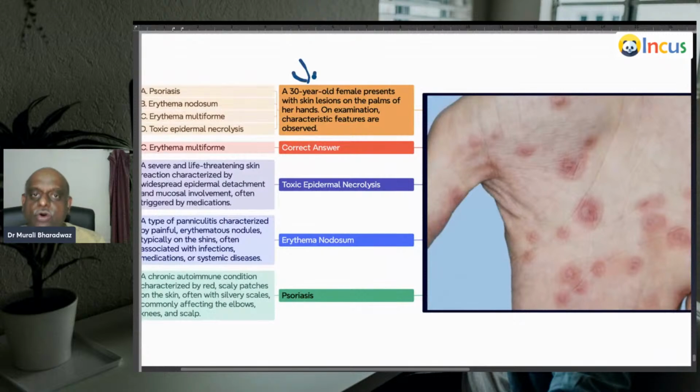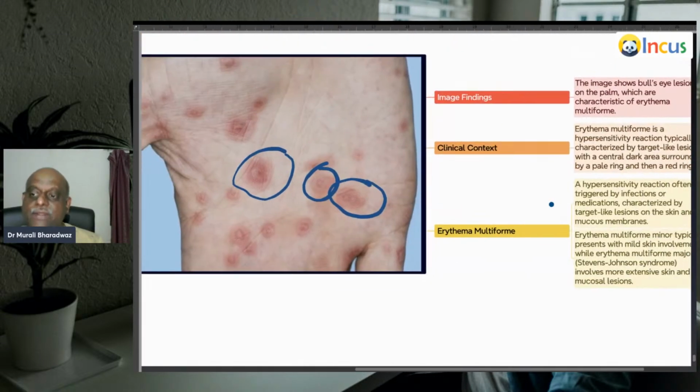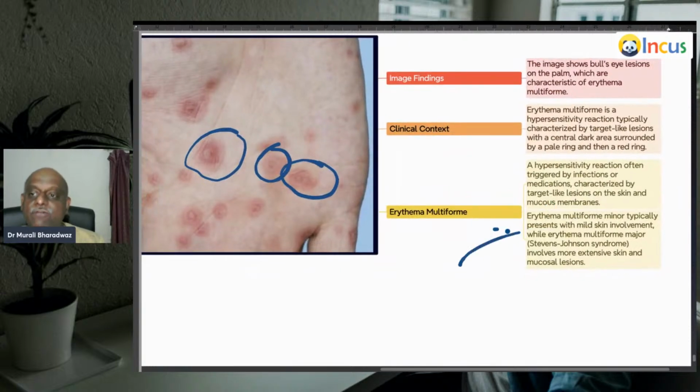A 30-year-old female has got these skin lesions. What are they, doctor? Target lesions, typically seen in erythema multiforme.